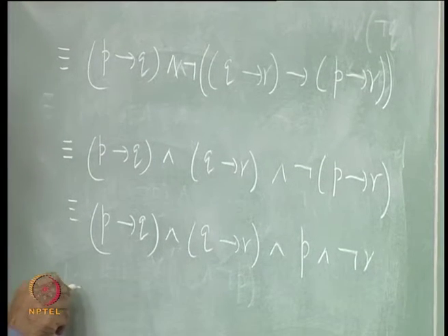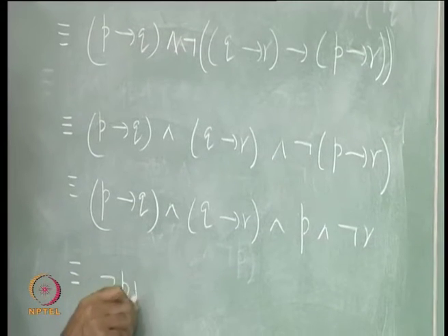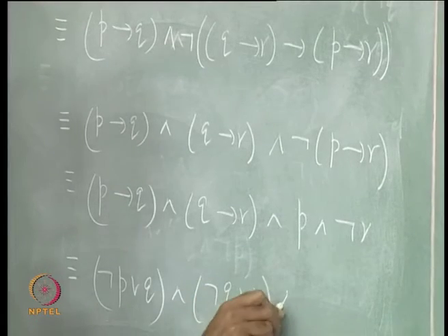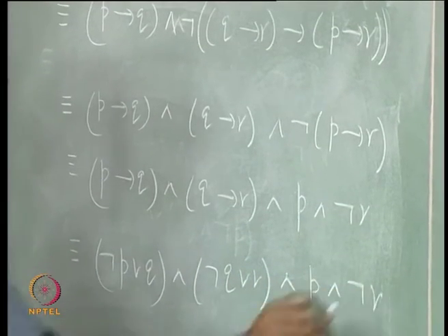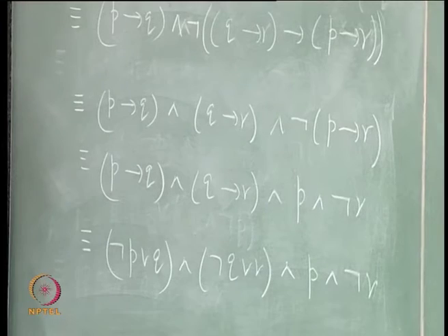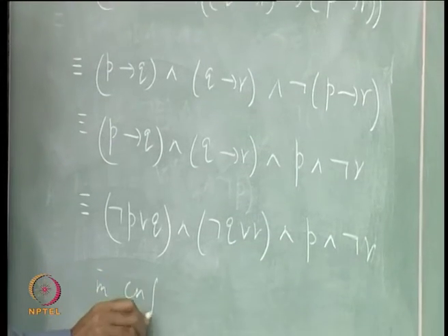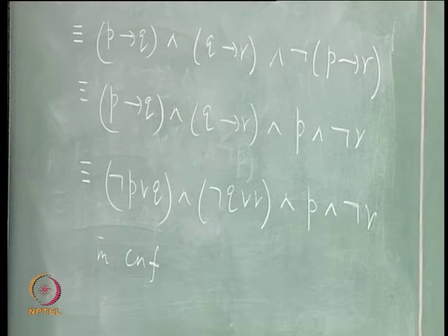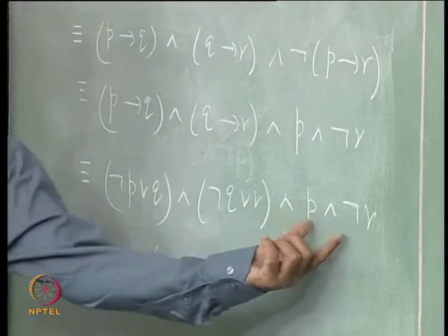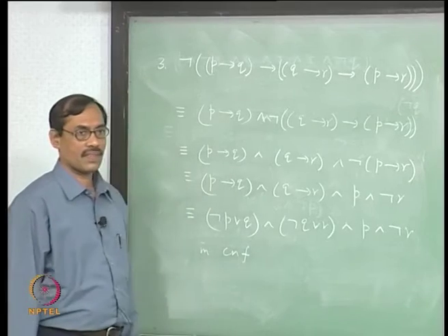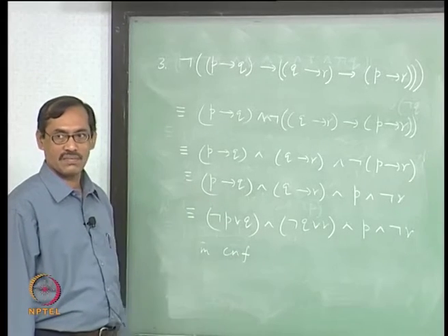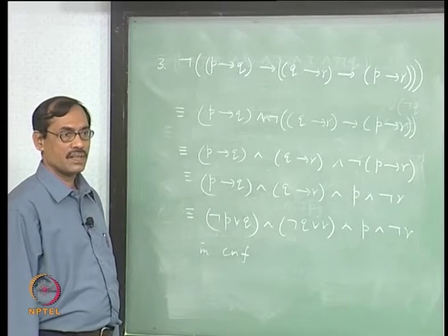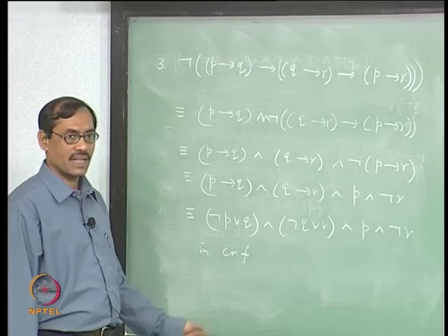Okay. So now this becomes (not P or Q) and (not Q or R) and P and not R, which is in CNF. Yeah, each one is a disjunctive clause. So naturally it came to CNF, but CNF says whether it is valid or not can be decided.